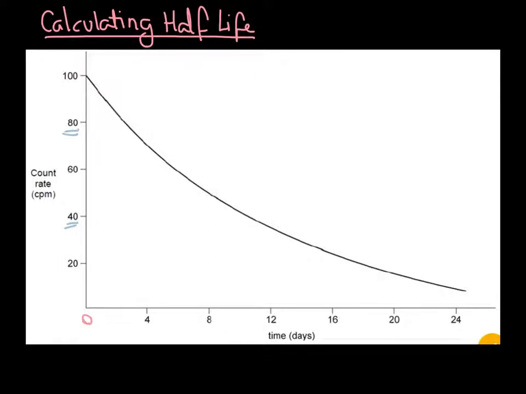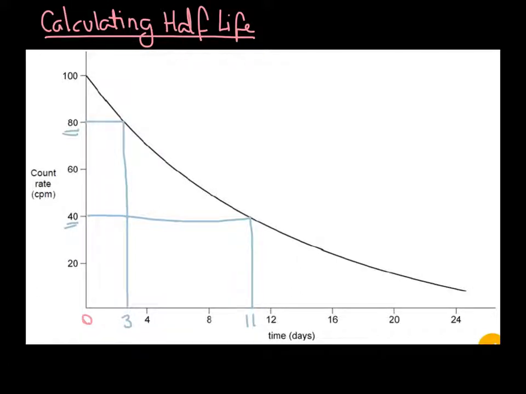So I draw my lines on. From 80 I've drawn a horizontal line across to where it meets the graph, and then ideally with a ruler you draw a vertical line down and see where it comes to on the axis. So that's 3 days here. And then I've done the same for 40, so I've drawn, again ideally with a ruler, a line across to where it meets the graph and then down, and that gives me 11 days there.